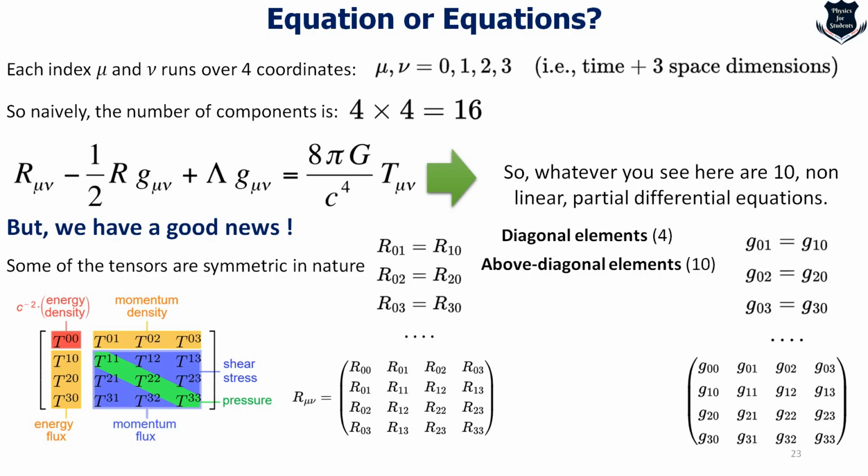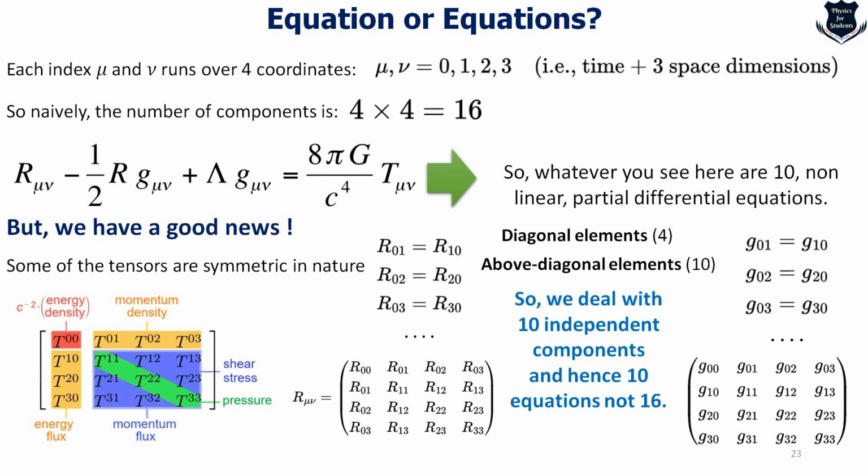So we take the diagonal elements, 4, and the above-diagonal elements, 6, which makes 10. So once we account for this, we see that there are 10 independent components, and hence we are dealing with 10 equations, not 16. If you have followed my earlier videos in general relativity, I have actually shown how this cancels out R01 and R10, R02 and R20, and it leads to 10 equations. So this is an important part, that these are equations, not equation.